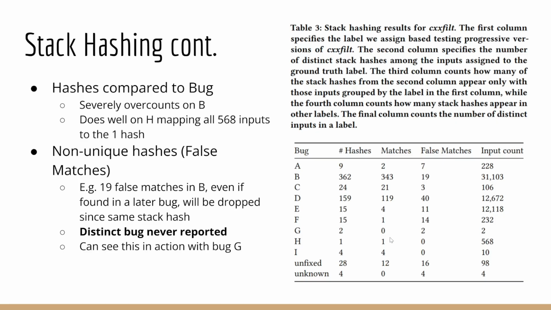Furthermore, another interesting thing you can see here with bug G and false matches, that's serial matches. What exactly does that mean? Well, I won't go too in depth here. You can read the paper if you want to know the exact details, but it basically means that bug G may never be found, even though there's a hash, because this hash could overlap with another bug, and then it would discard this bug because it's like, oh, we already found this bug. We don't need it. So that is something very problematic with stack hashing.